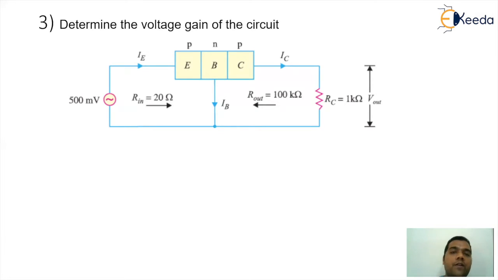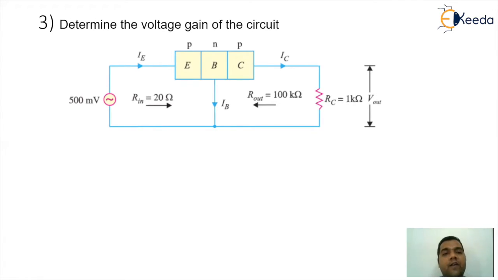First of all, we need to get the value of the voltage gain. The voltage gain is going to be the ratio of VO by VI, or VIN. The value of your output voltage is going to be IC into RC, that is, the collector current into the collector resistance. And the value of your input is 500 millivolt. So I know the value of RC and I know the value of the input, but I don't know the value of IC. So the first step is to get IC. To get IC, I actually need IE, because I can take IE approximately equal to IC. So now the first target is to get the value of IE.